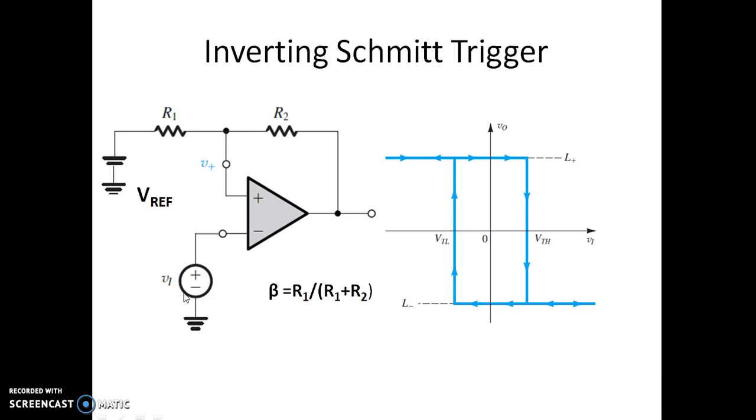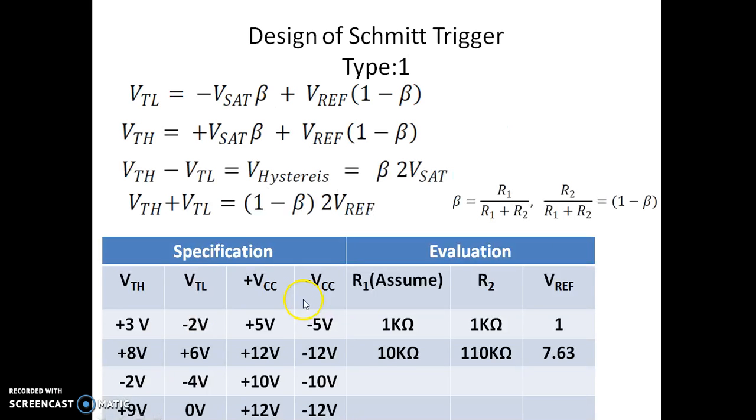We should see the modified circuit of this inverting Schmitt trigger, where we have a reference voltage applied. This reference voltage will help us in getting any required value of VTL, VTH. Both VTL and VTH can be both positive or both negative, and they can have different magnitudes. The beta is again given by the same value. So we can find the expression for VTL as minus Vsat beta plus V reference into 1 minus beta.